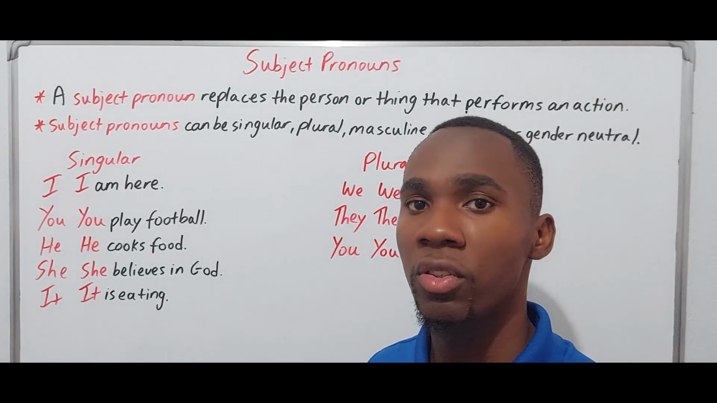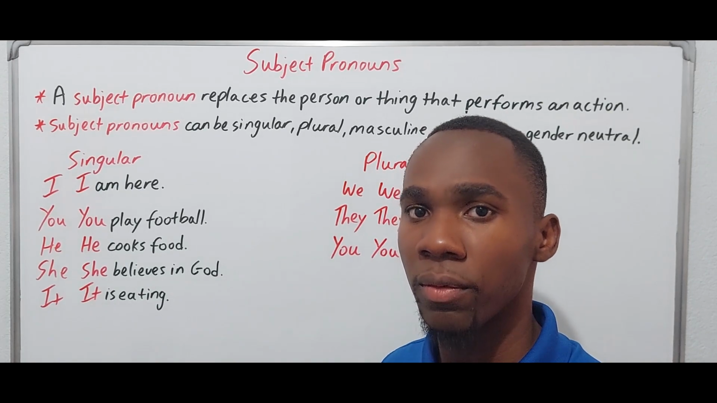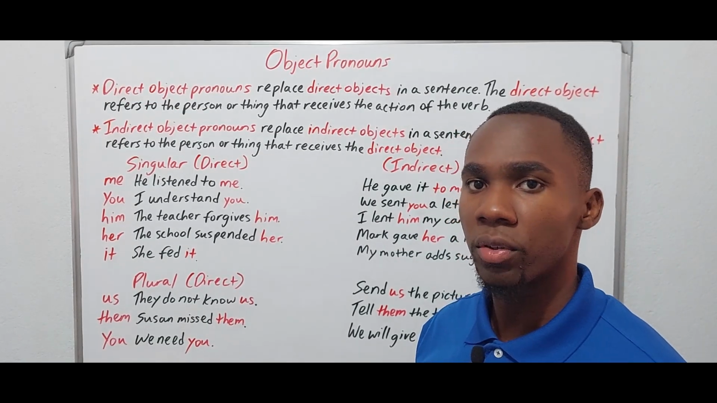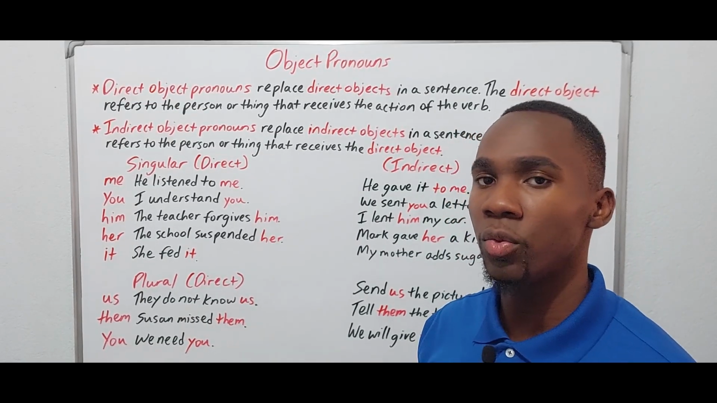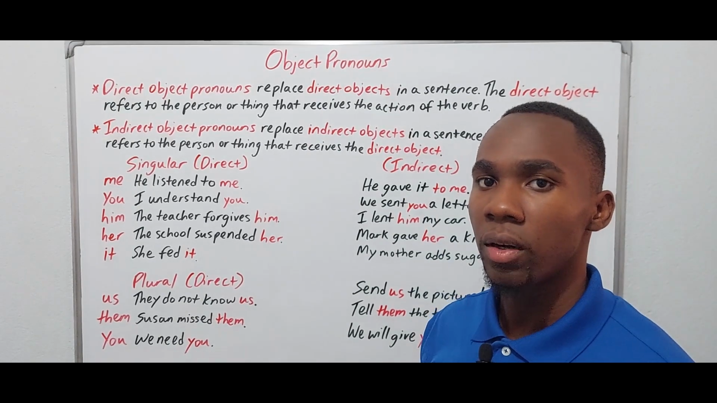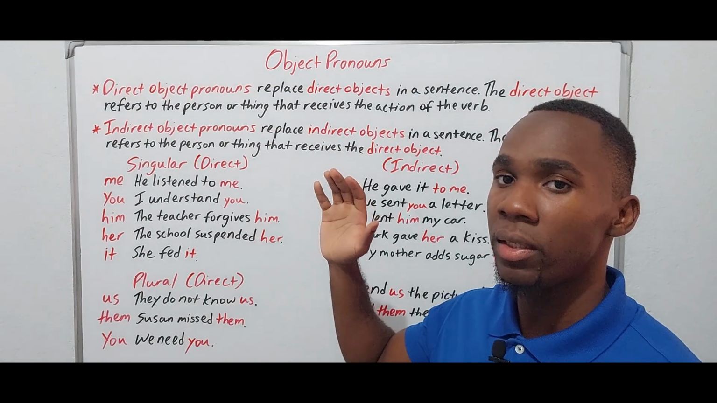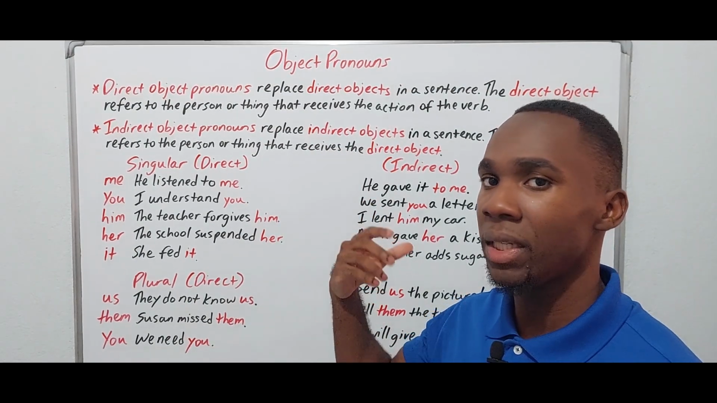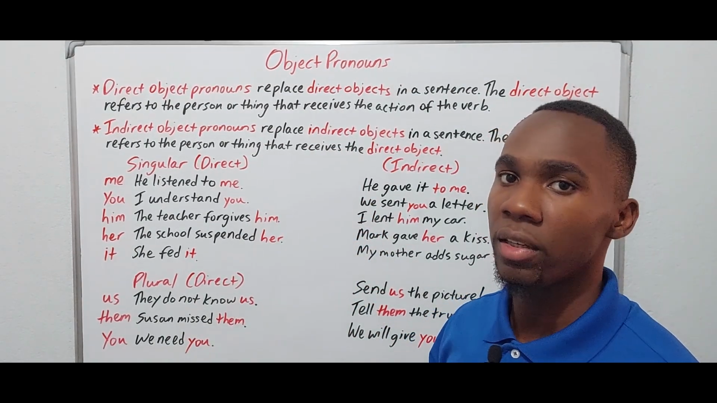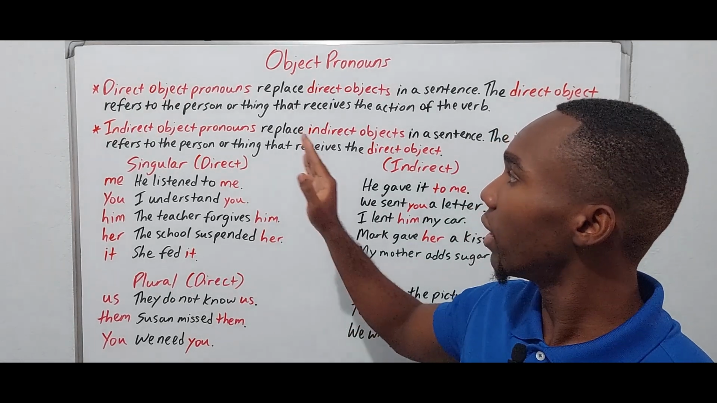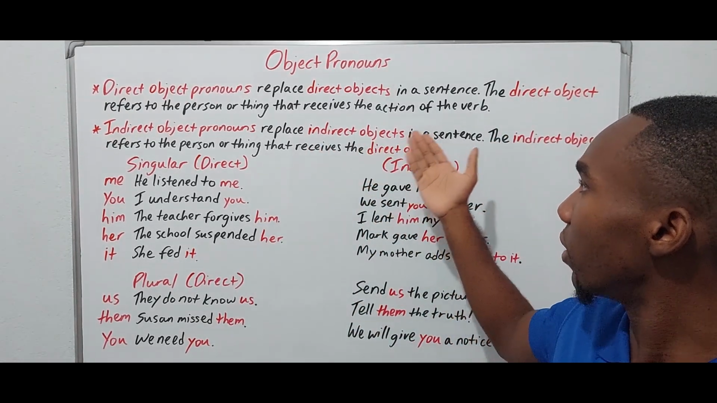Now we are going to proceed to object pronouns. So we move on to object pronouns. And of course these will be the opposite of subject pronouns, right? So object pronouns can be classified as either being direct or indirect, okay? So direct object pronouns replace direct objects in a sentence.